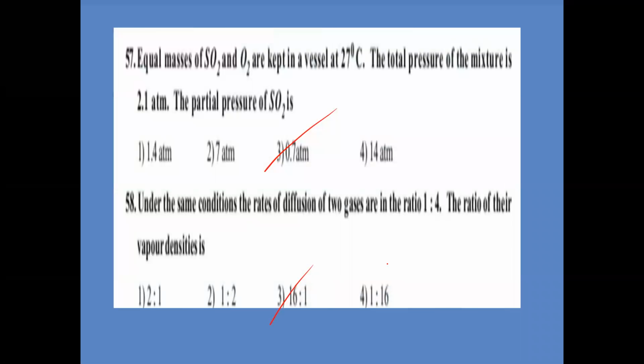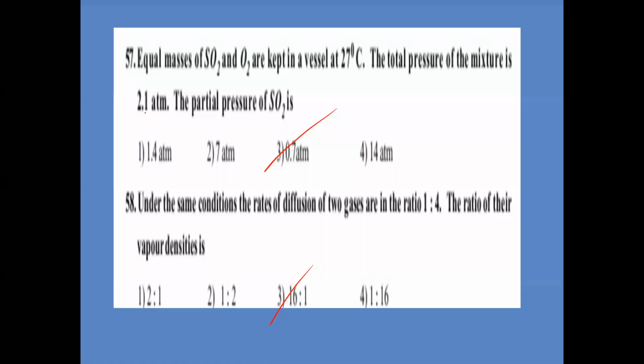56. Next, 57. Equal masses of SO2 and O2 are kept in a vessel at 27 degrees Celsius. SO2 gram molecular weight is what? 64, and O2 gram molecular weight 32. That point keep in mind. And 27 degrees Celsius means 300 Kelvin. The total pressure of the mixture is 2.1 atm.